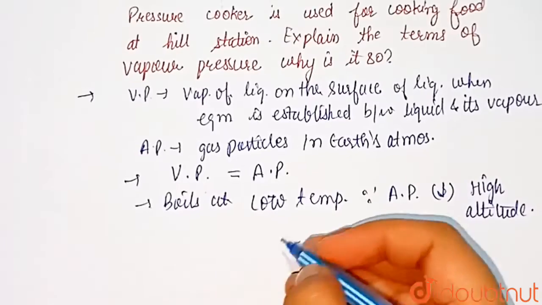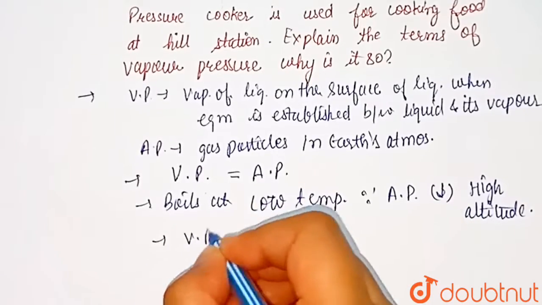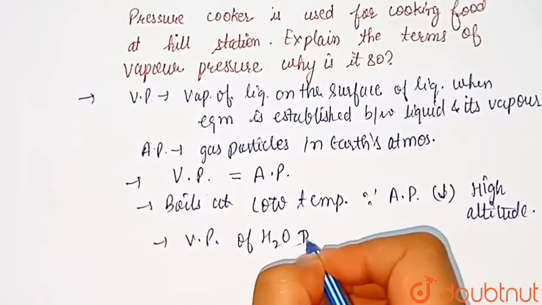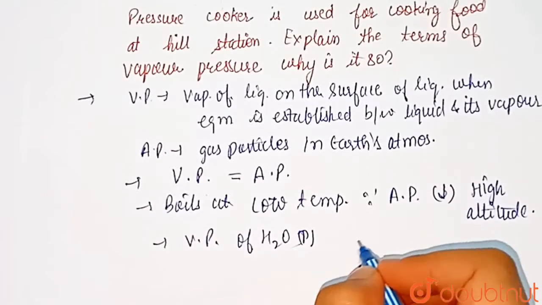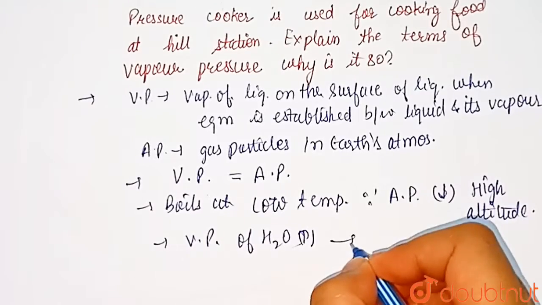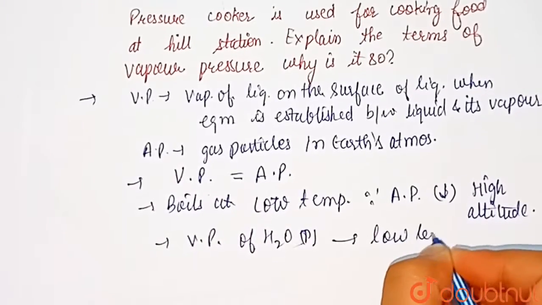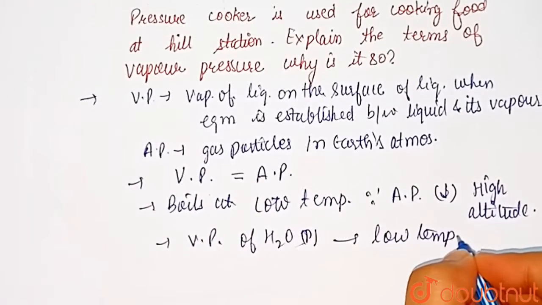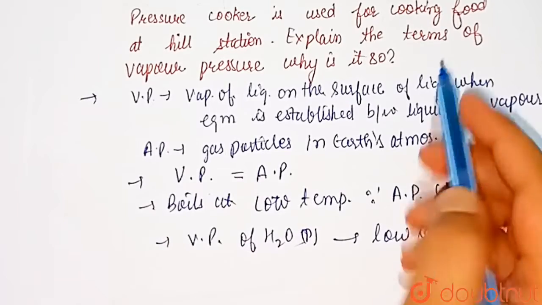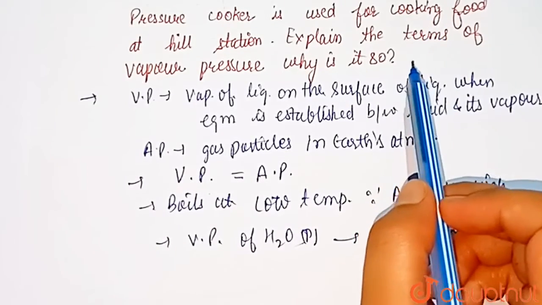But when a pressure cooker is used, the vapor pressure of water is increased, due to which water boils at even low temperature within a short period of time. That's why a pressure cooker is used for cooking food at hill station.